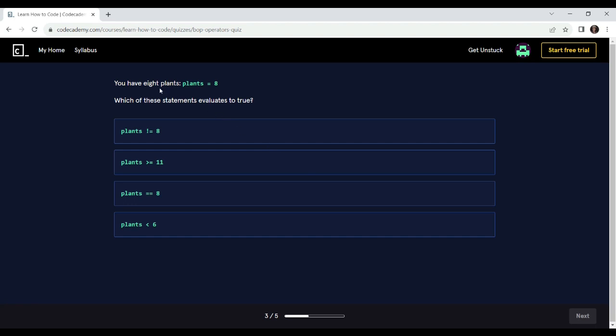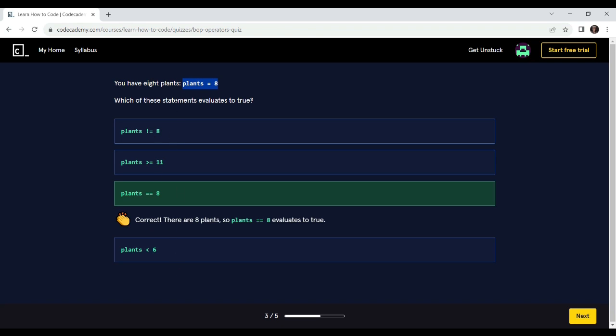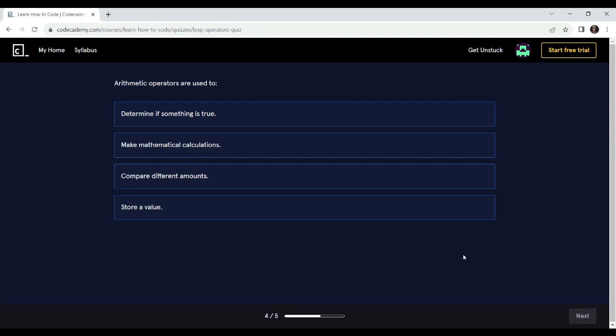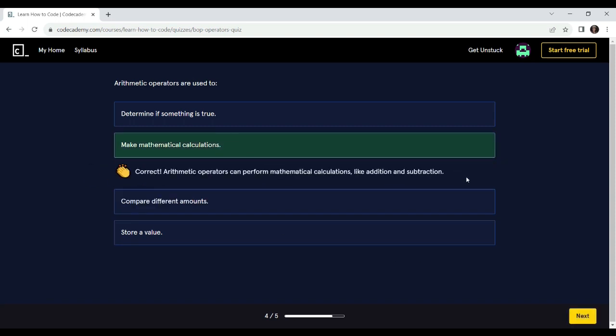Next, if you have 8 plants, meaning the variable plants is equal to the number 8, which of these statements evaluate to true? Well, plants have to strictly be equal to 8. All these other operators are not consistent with that logic, with the result being true. Next, arithmetic operators are used to make calculations, as we previously discussed. Hence the word arithmetic.